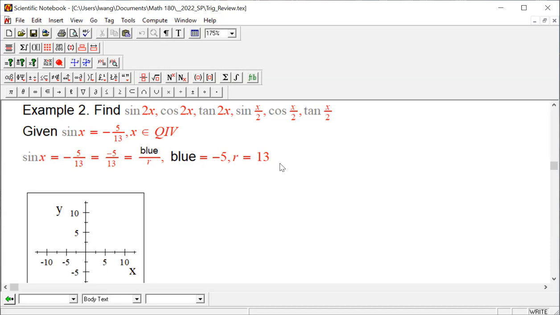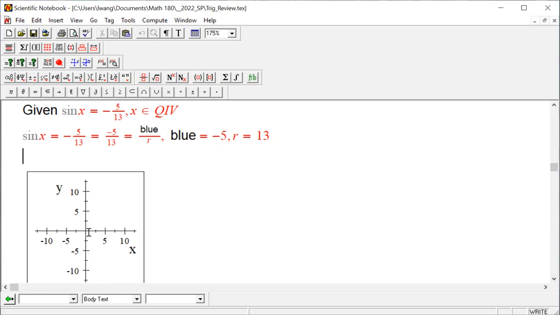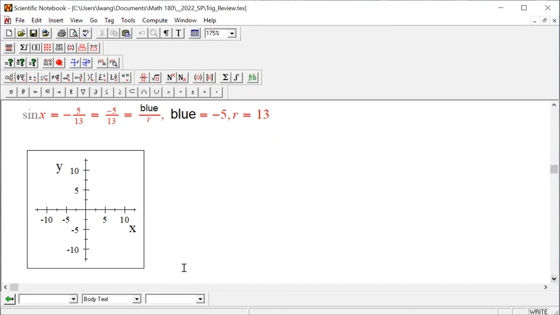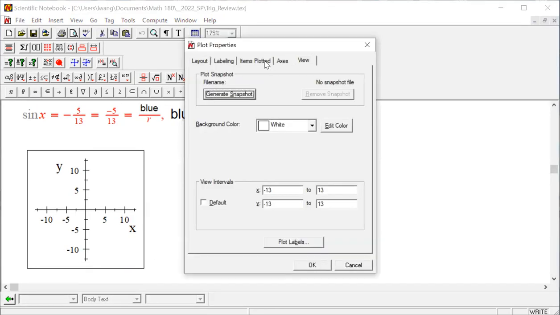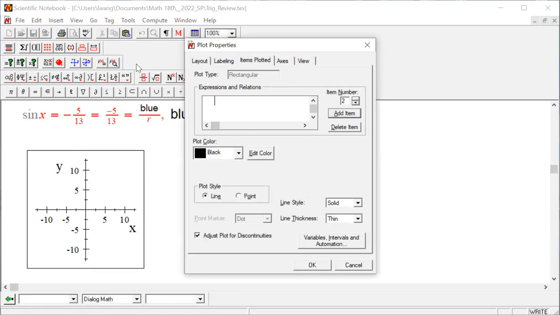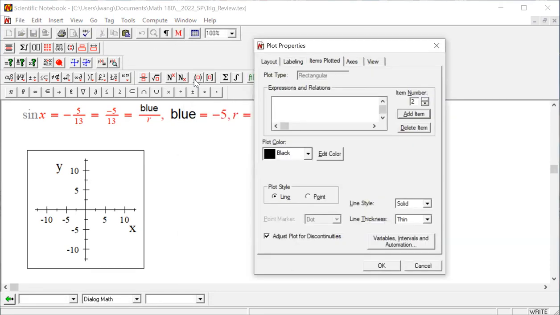So we know the blue is -5, R is 13, and the terminal is in the fourth quadrant. So the blue is going to be -5, and the red is going to be 12. Okay, how do I know? Let's draw the picture and you'll see why I think I know. Academic questions, besides these special angles and some of the non-special angles, are typically like 3, 4, 5, or 5, 12, 13 in different orders, right?